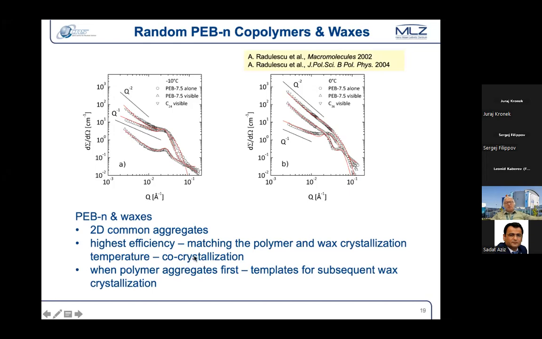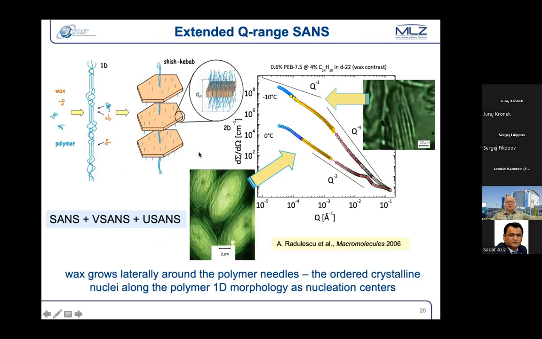In this case, we were dealing with co-crystallization of both species in common structures, while when the polymer aggregates first, it's templating the subsequent wax crystallization. And this was nicely proven by extended Q range SANS experiments. First, the polymer forms its own one-dimensional structure with modulation of density. Then the wax starts to grow laterally off the crystalline nuclei in the so-called shish kebab morphology. We observed this with TEM.